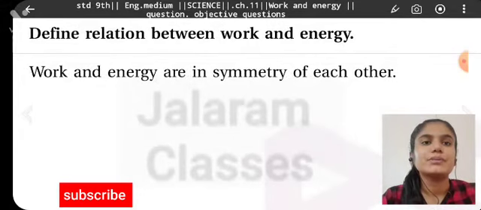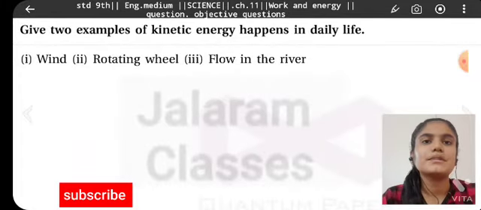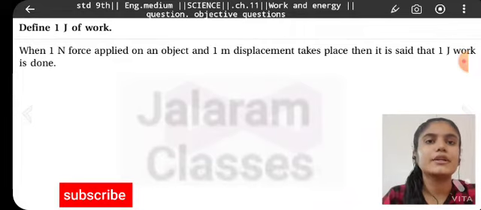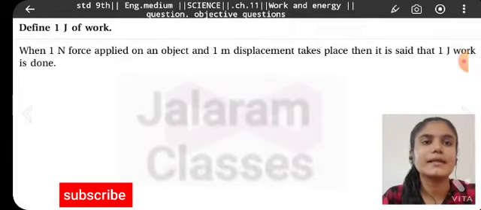Define the relation between work and energy. Work and energy are equivalent to each other. Give two examples of kinetic energy in daily life. Wind, rotating wheel, flow of a river. Define 1 joule of work. When 1 Newton force is applied on an object and 1 meter displacement takes place, then it is said that 1 joule work is done.